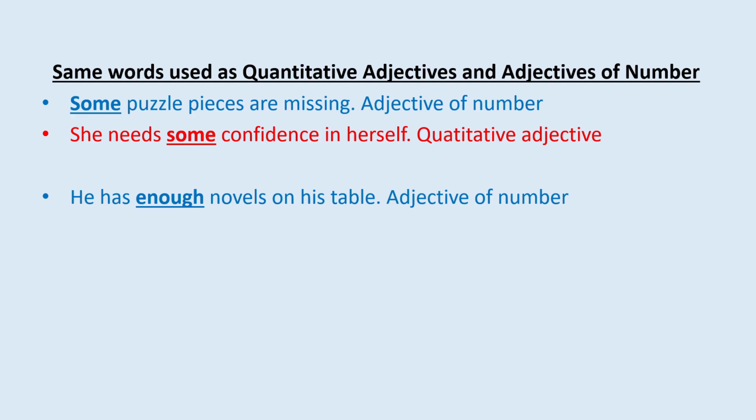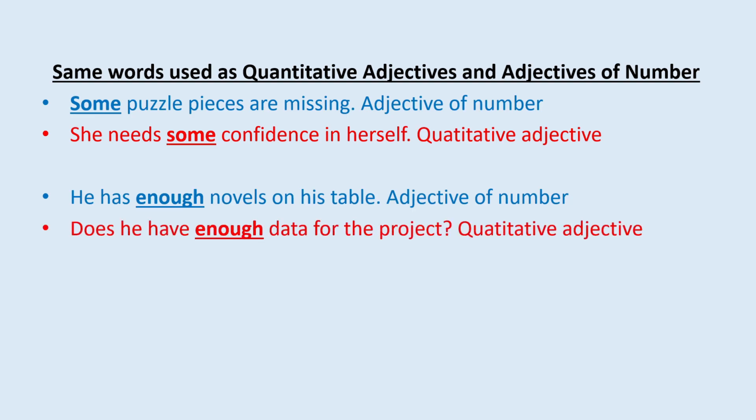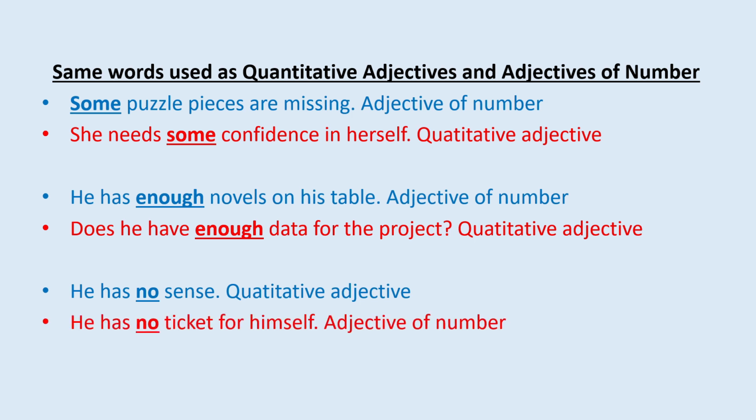Moving on, he has enough novels on his table. It is an adjective of number. Again, it is answering how many novels. Next, does he have enough data for the project? Adjective of quantity, because enough is answering how much data. Enough data. He has no sense. Adjective of quantity, because it is answering how much sense? No sense. And sense is an uncountable noun. He has no ticket for himself. It is an adjective of number because no is showing a number. How many tickets? No tickets.